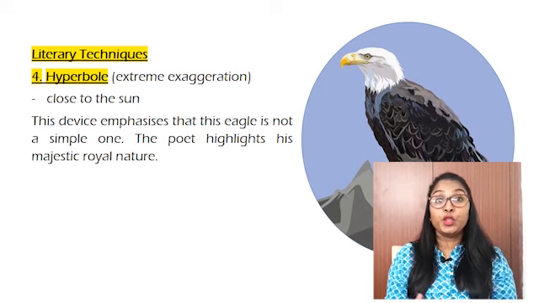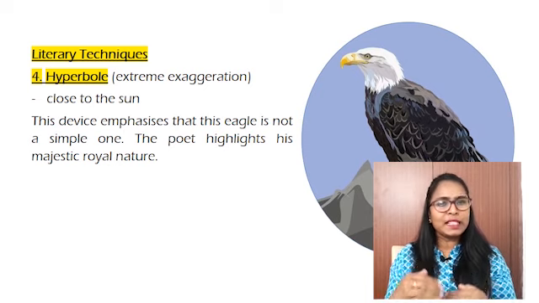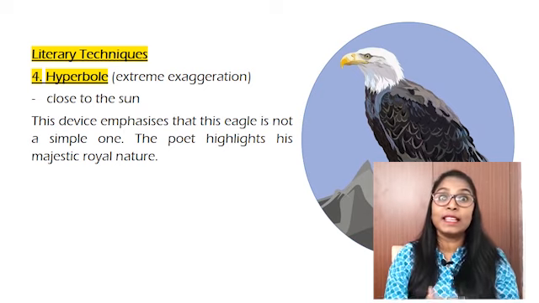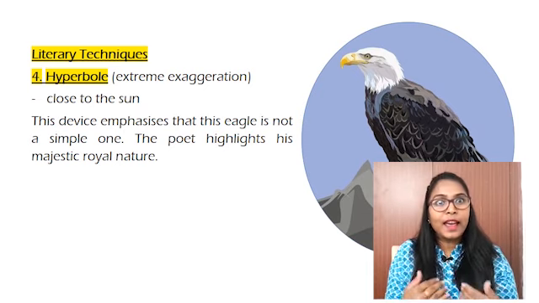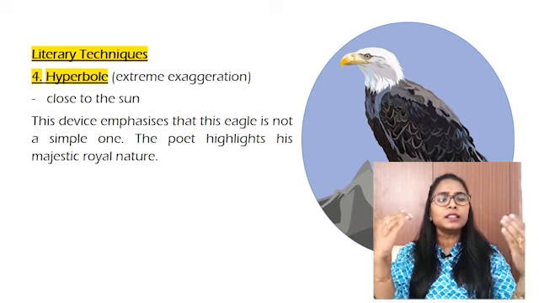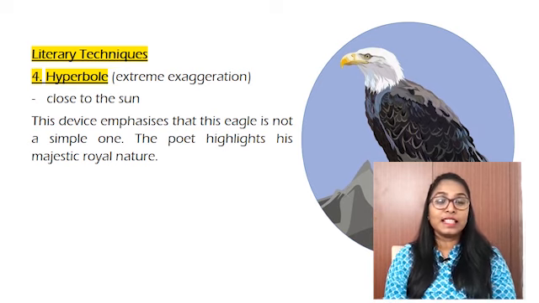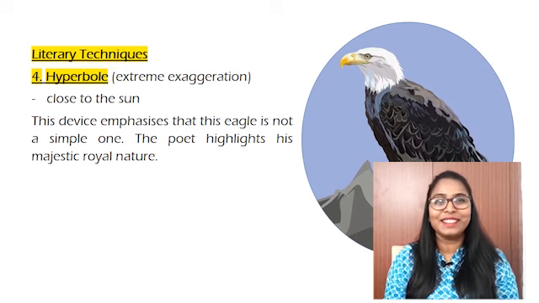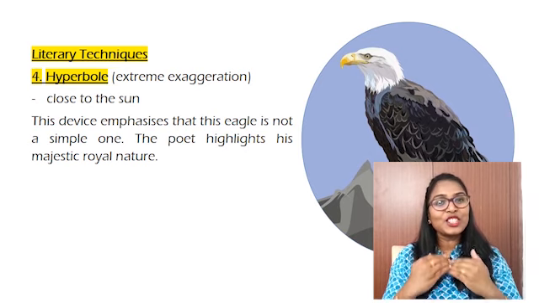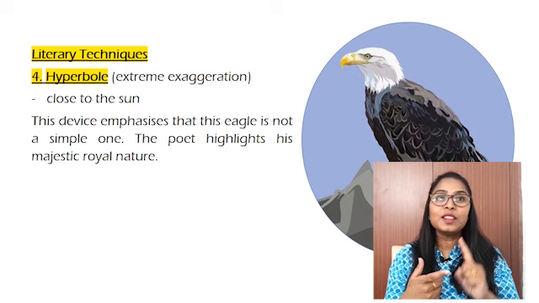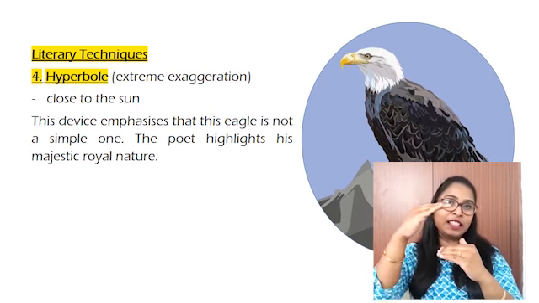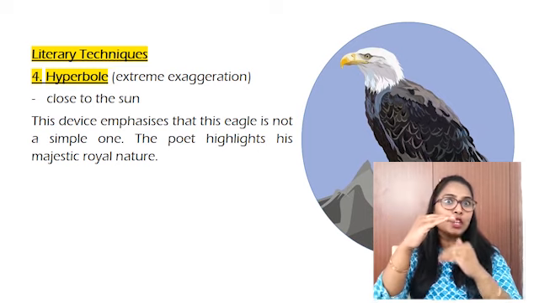Hyperbole. Now what do you mean by hyperbole? Hyperbole means extreme exaggeration. जब आप किसी चीज़ को बढ़ा चढ़ा के बोलते हो, that is called exaggeration only. और जब आप उसको और ज़्यादा बढ़ा देते हो, that is called extreme exaggeration. So our poet, Lord Alfred Tennyson, is giving extreme exaggeration by comparing the distance of our eagle with that of the sun. He is saying close to the sun.